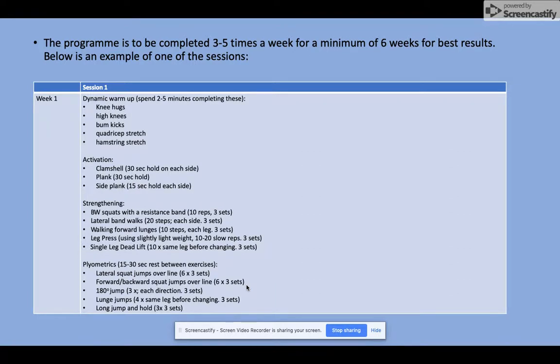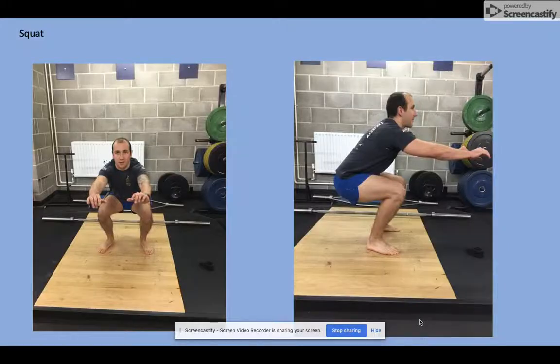Here's an example of one of patient X's sessions. As we can see, it includes different exercises to help activate, strengthen, and improve coordination of the lower extremities. Squats are a great exercise for strengthening. When performing a squat, you want to ensure that the back is straight and that the head and eyes stay looking forward. Ensure the knees do not go out over the toes and that the knees do not move inwards or outwards.